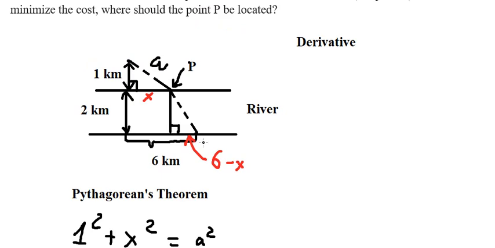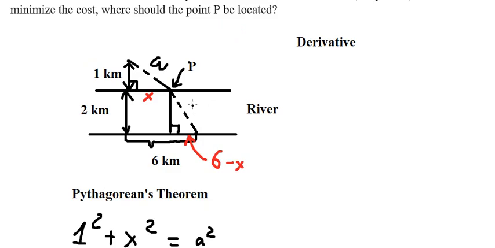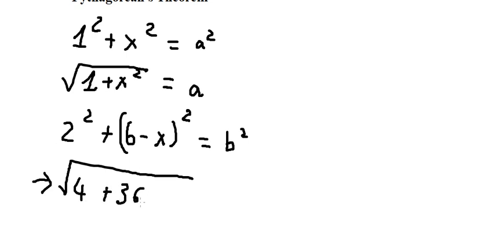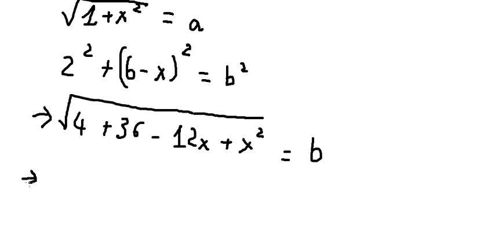Similar for the second one. This one I will call b. Now we take the square root of both sides, and now I need to expand this one. So 4 plus 36, we have 40.